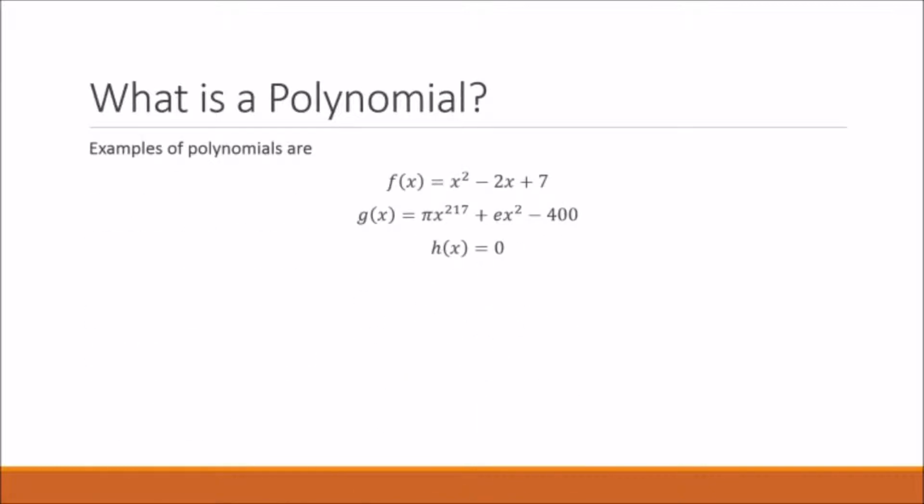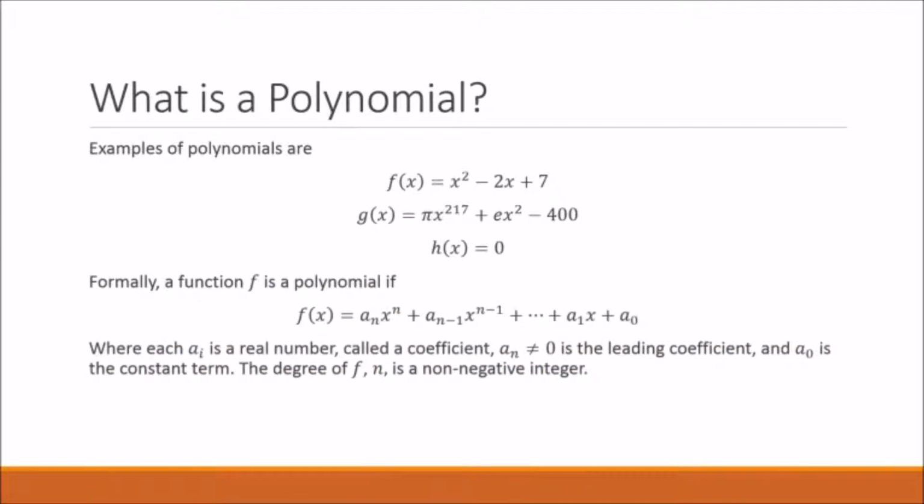Examples of polynomials are something like x squared minus 2x plus 7, pi times x to the 217 plus e x squared minus 400, or just 0. So formally, a function f is a polynomial if it is a_n times x to the n plus a_(n-1) times x to the n minus 1 plus a bunch more stuff in between, plus a_1 x plus a_0, where a_i is a real number.